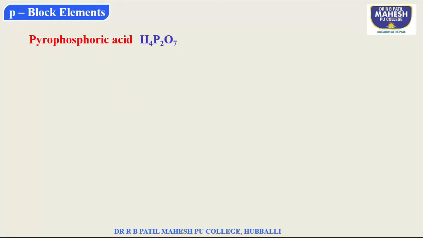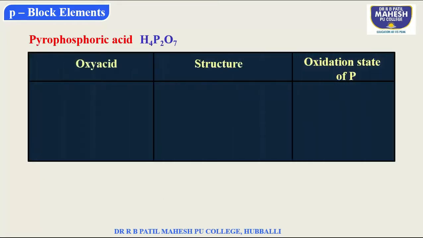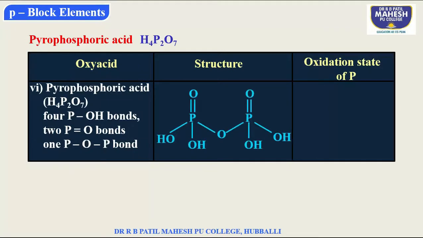Pyrophosphoric acid has a formula of H4P2O7. It has two P=O bonds and four P-OH bonds along with a bridging oxygen between two phosphorus atoms. In this case, the oxidation number of phosphorus is found to be +5. It is obtained by heating orthophosphoric acid.